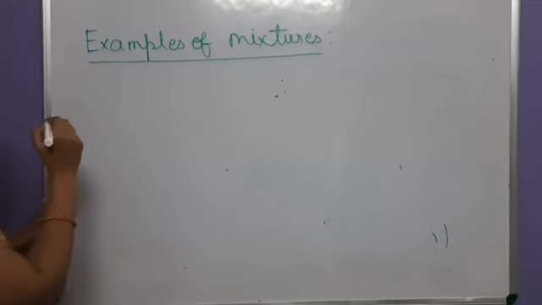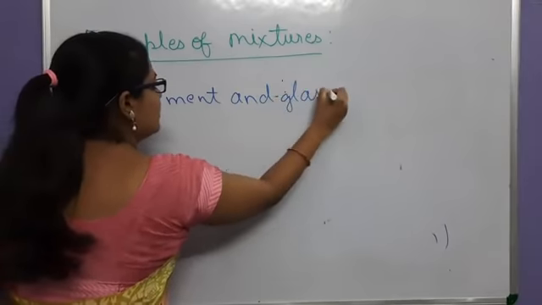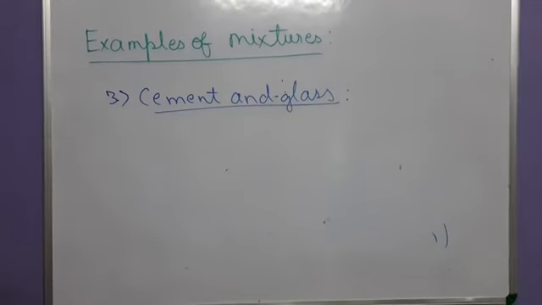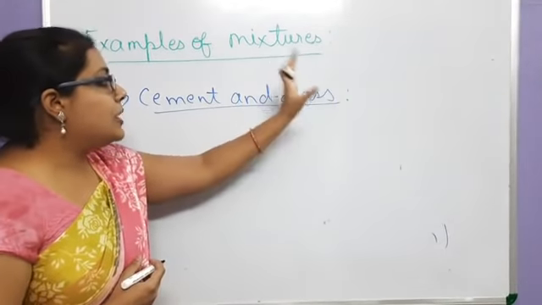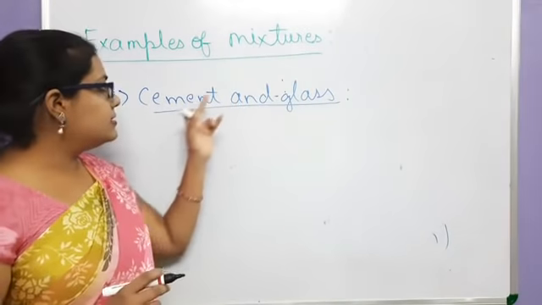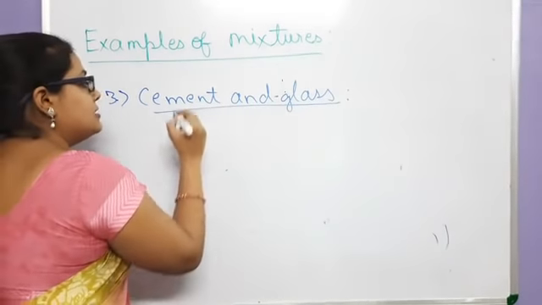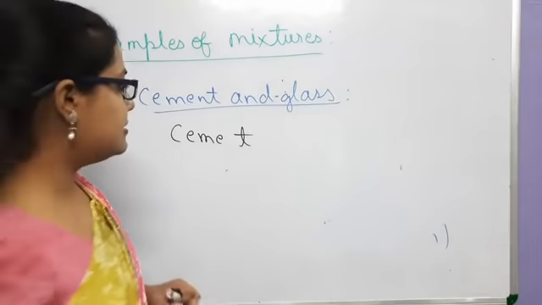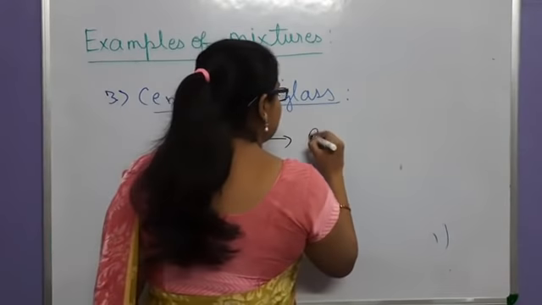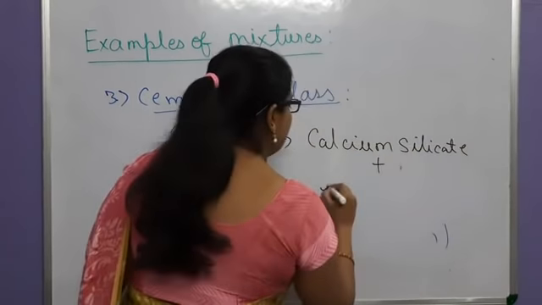Next is cement and glass. Cement and glass are also mixtures. Cement is a mixture of calcium silicate and aluminium silicate. So basically cement and glass are mixtures of the silicates of metals. So what are the metallic silicates present in cement? In cement, calcium silicate is mixed with aluminium silicate.